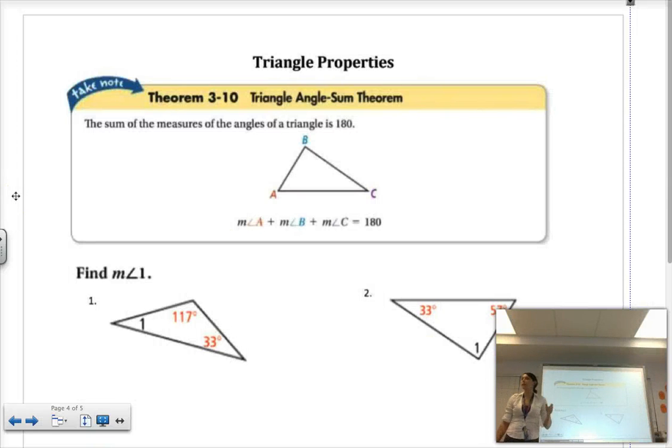Okay, the first thing we're going to cover, you actually should already know how to do, but I'm going to go over it anyway. The first thing is the triangle sum theorem. The angles of a triangle add up to how many degrees? 180 degrees. The angles of a triangle add up to 180 degrees.